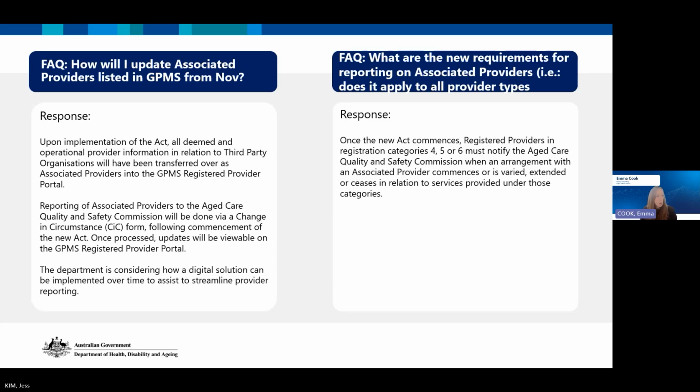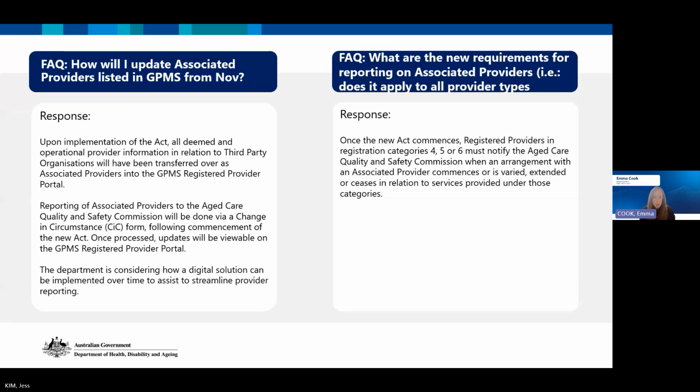So the next question, what are the new requirements for reporting on associated providers? And as you can see there on the screen, once the new Act commences, registered providers in categories 4, 5 or 6 must notify the Aged Care Quality Safety Commission when an arrangement with an associated provider commences or is varied, extended or ceases, and in relation to services provided under those categories. So those are the requirements in updating your associated providers after commencement of the new Act.